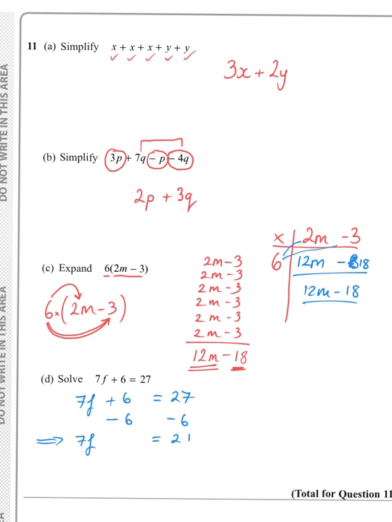So to solve for f, I would have to find what one of them was worth. Now 7f means 7 times f is 21. So if I want to find the value of one lot of f, I would have to divide both sides by 7, or make it 7 times smaller on each side. So that would give me f equals 21 over 7, which would be absolutely fine.